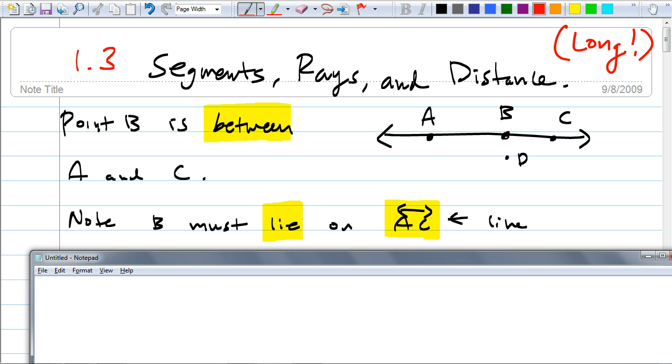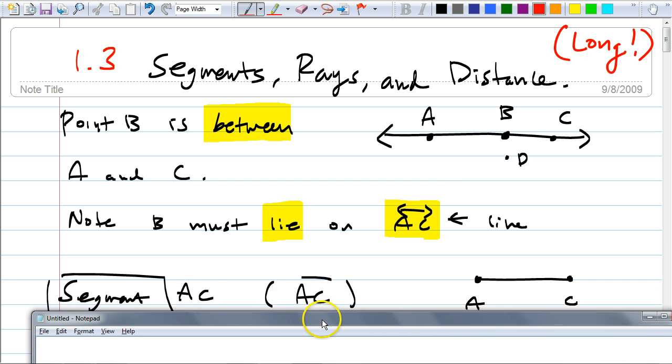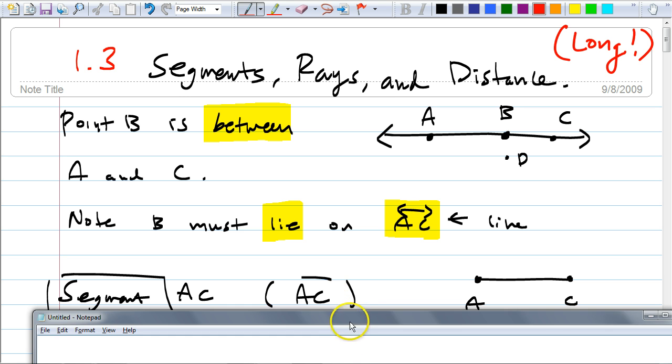So like I said, we remember that theme of we all have to be on the same page. "Between" has a special meaning in geometry. It has to be on that line. Okay, very good. Let's move on then to segment AC.